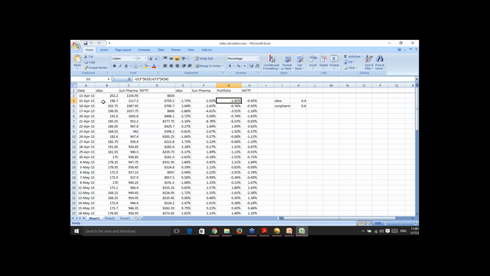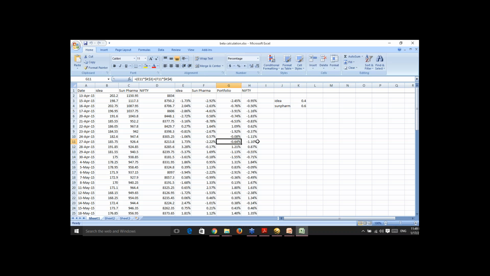Now I am creating the portfolio. So how do I calculate the portfolio? I multiply the return by the weightage. Now Idea I am giving a 40% weight, and Sun Pharma I am giving 60% weight. Weight means, let's say I have 1 lakh, so I'm investing 40,000 to Idea and 60,000 into Sun Pharma. So my return will also be affected. Whatever return I am getting in Idea, I multiply that by 0.40, and for Sun Pharma I multiply by 0.60. So you can see here the formula. I get the daily portfolio return, and I have the daily Nifty return.